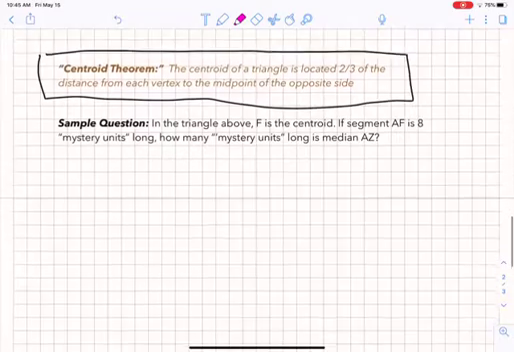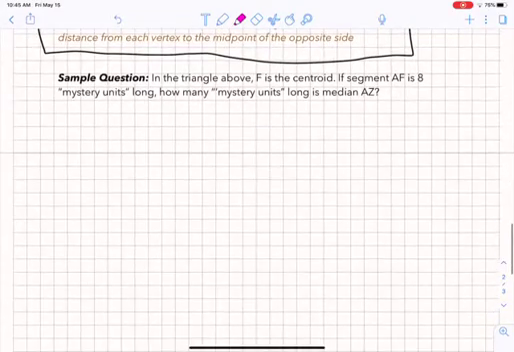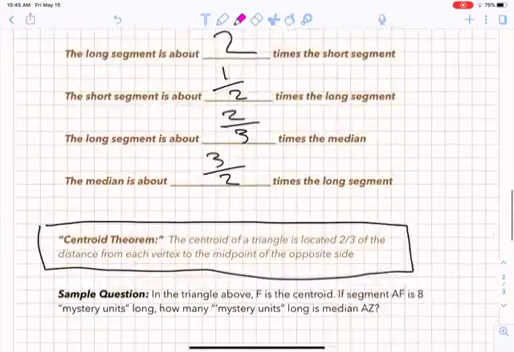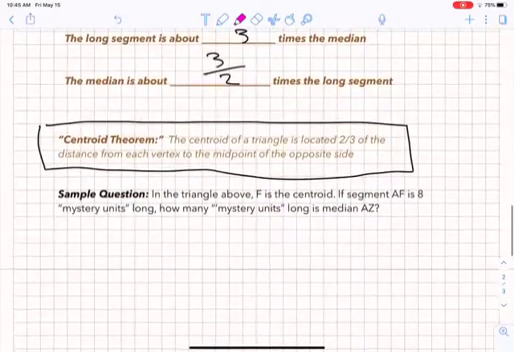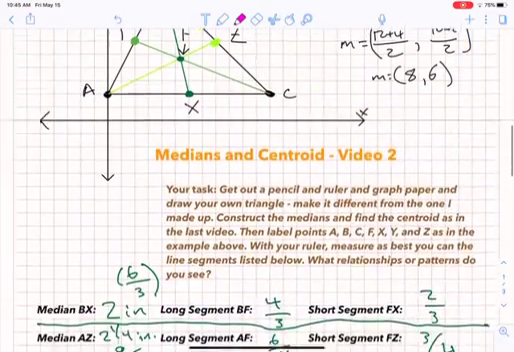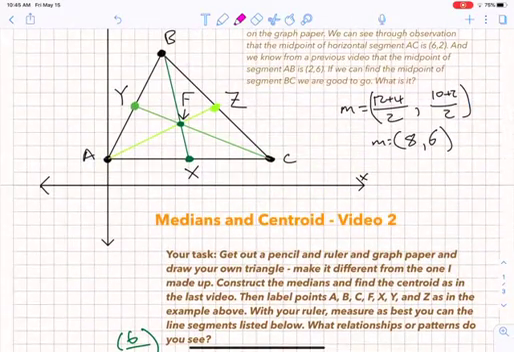Well, you're going to have questions like this in your homework. In the triangle above, F is the centroid. This is our triangle right there. If segment AF is 8 mystery units long, how many mystery units long is median AZ? Okay, so basically what this is saying is that this right here is 8 from there to there, more or less. The question is, what's the whole segment?